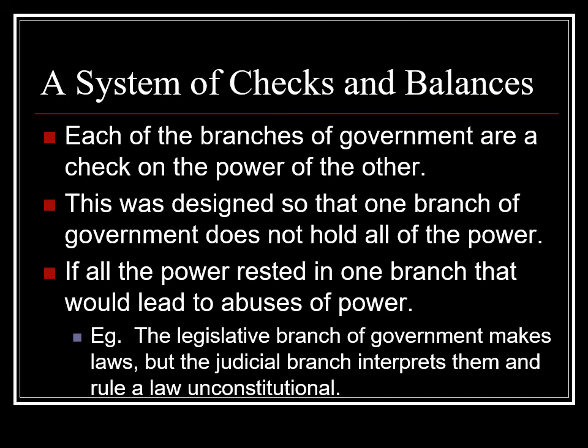The branches of government represent a system of checks and balances. Each of the branches of government are a check on the power of the other. This was designed so that one branch of government does not hold all the power. If all the power rested in one branch, that would lead to abuses of power. This system of government developed in Britain as a result of previous kings and queens abusing their power.